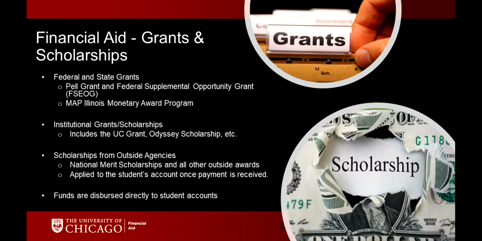All these funds are, of course, applied directly to a student account once we do receive the funding. Federal funds and our institutional funding are generally pre-applied before the start of the school year or the start of terms, so you don't have to do anything special to have that applied. Institutional scholarships, of course, are also applied before the start. You don't have to do anything for that. And any kind of outside agency funding we apply once the payment's received.